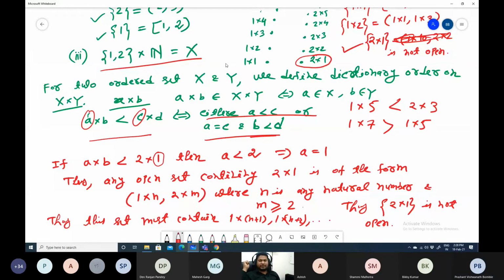Good. Yes, we can say that too. Wait, one minute. Yes, we can say this as well, because any open set containing this point must be infinite. So any open set containing (2, 1) is infinite. In other words, your statement is correct: any finite set containing (2, 1) is not open. Okay, done with this one.